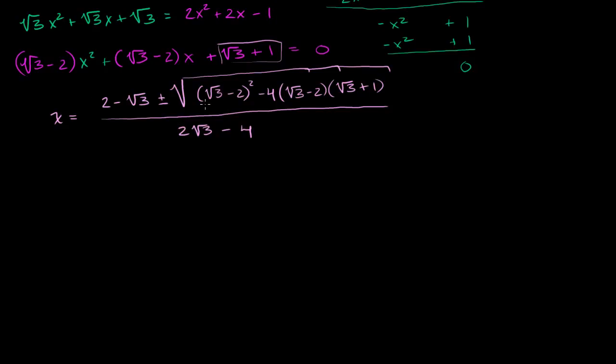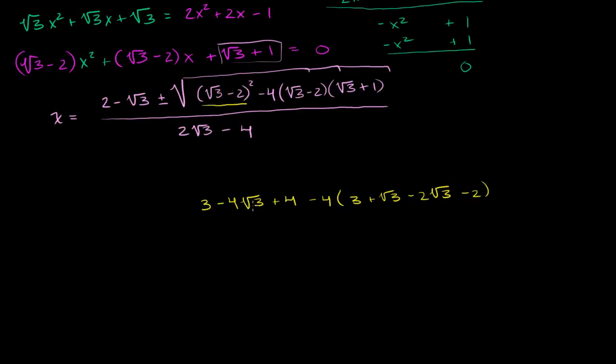So let's say square root of 3 minus 2. That's going to be square root of 3, and we're going to square this whole thing. That's going to be square root of 3 squared, which is 3, minus 2 times their product. So that's minus 4 square roots of 3. And then plus 2 squared. So plus 4, and then we have minus 4 times square root of 3 times square root of 3 is 3. Square root of 3 times 1 is plus the square root of 3. And then negative 2 times square root of 3 is negative 2 square roots of 3. And then negative 2 times 1 is negative 2.